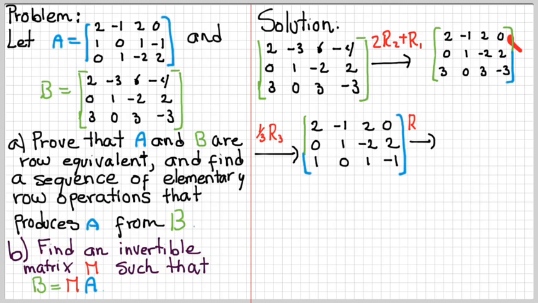Now, next step, we are going to apply this row operation. We are going to exchange row 3 with row 2. If we apply this operation, we clearly see that the matrix that I get is matrix A. So with this sequence of elementary row operations, we are proving that A and B are row equivalent, and we have the sequence of elementary row operations that gives the solution of part A of my problem.